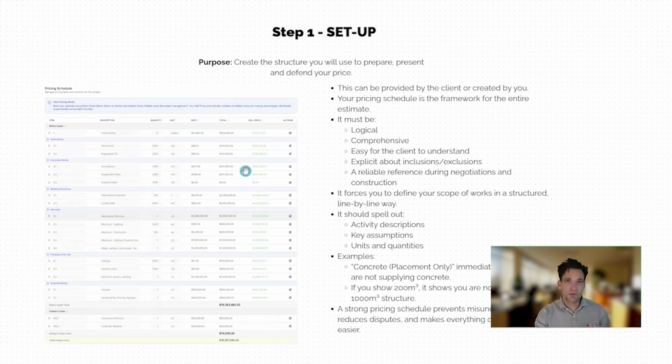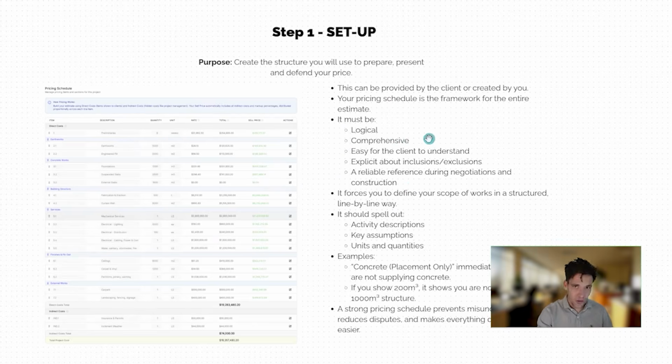Now, the fundamental principle behind this, if you're familiar with it from project management, is creating a work breakdown structure, which is just a structured breakdown of the project scope. Basically, we're going to list out all the individual tasks that we need to price. We're going to structure it in a way where we present it to our client. Now, this schedule will either be provided by the client as part of the tender package, or we will be creating it. This is such a critical step to get right because the pricing schedule is the framework for the entire estimate. Basically, how we're going to put together our entire price.